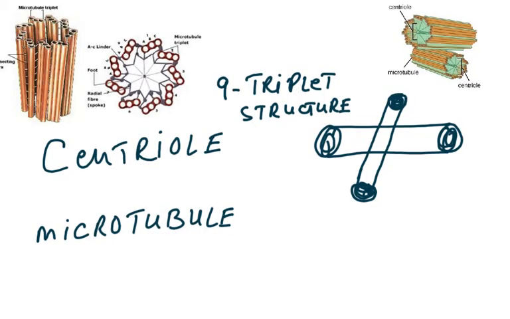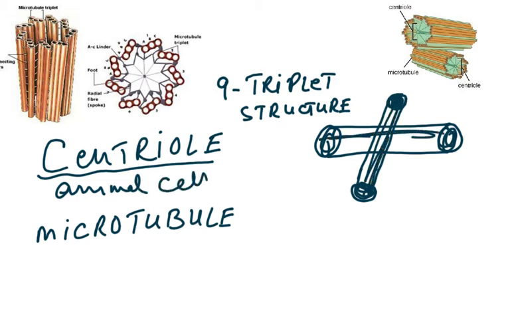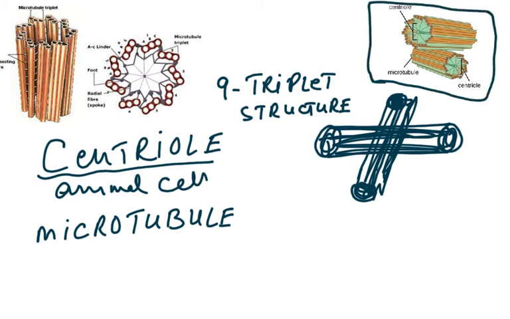Now the last structure that we do in this topic 1.2 is the centrioles and the microtubules. The centrioles are only found in animal cells, and they are two rod-shaped structures which are at right angles to each other. You can see this diagram here which shows you the centrioles, plus this diagram here. These centrioles are made up of what we call the 9 triplet structure. The microtubules are arranged in threes, and each one of these is called a microtubule, so it's a microtubule triplet.